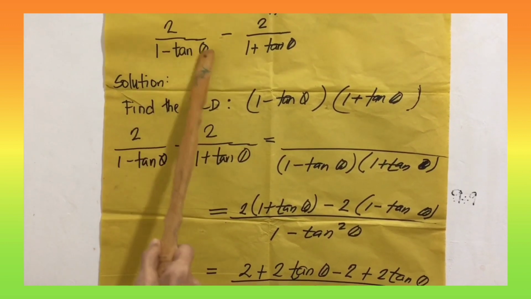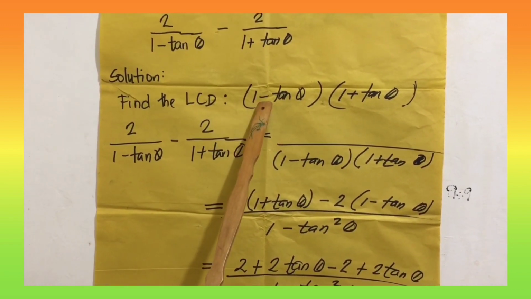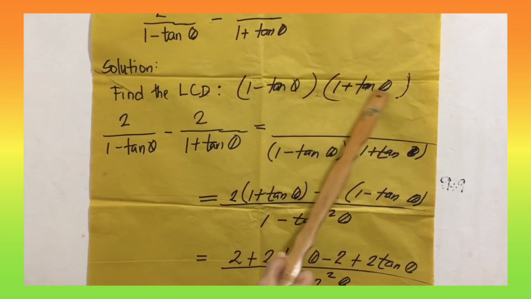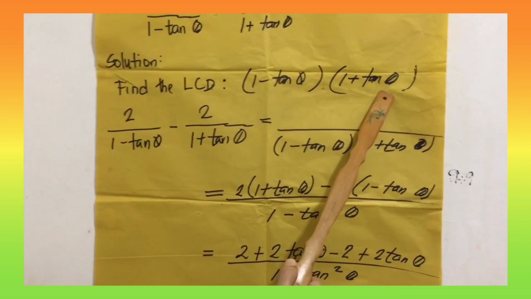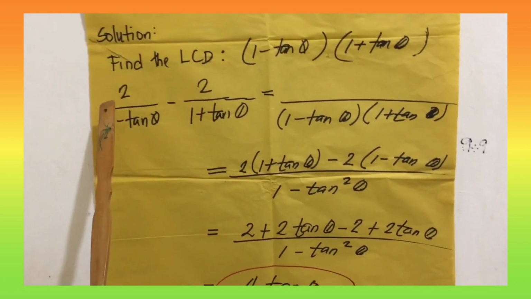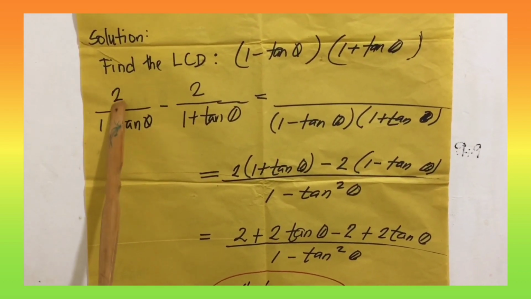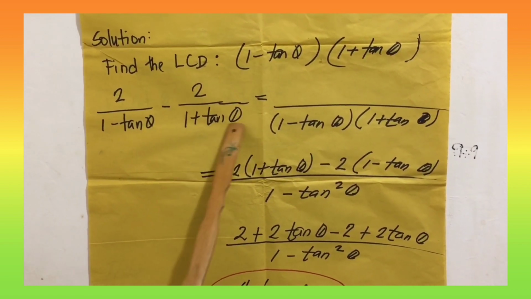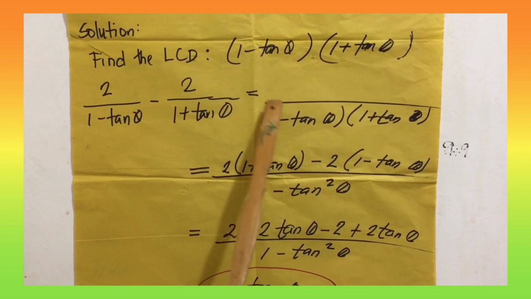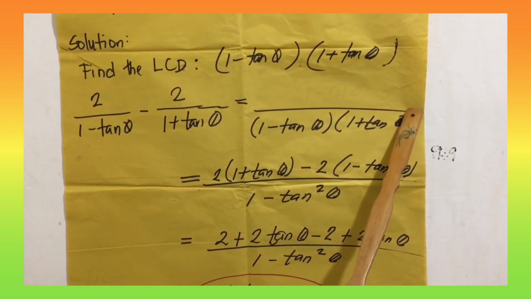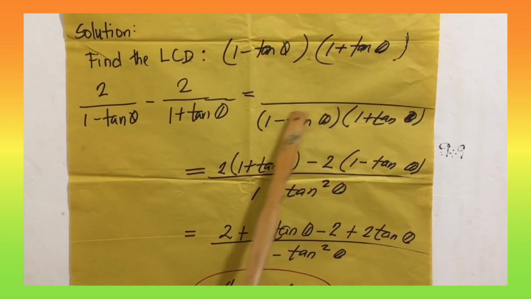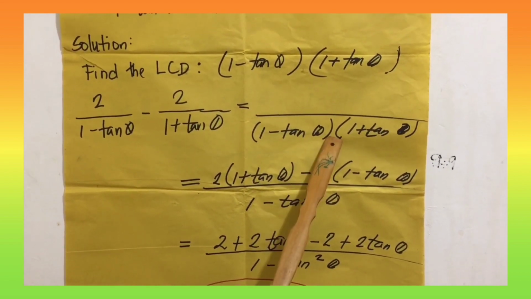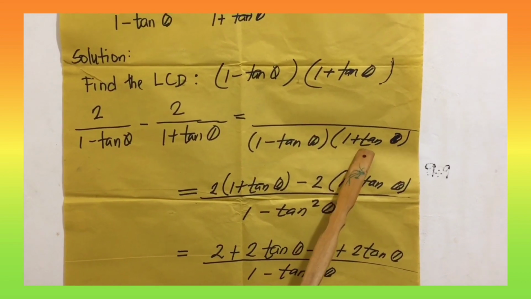So therefore, we're going to multiply 1 minus tangent theta to 1 plus tangent theta. Then we're going to write at the left side of the equation, we have 2 over 1 minus tangent theta minus 2 over 1 plus tangent theta equals 2. You have to do right first the division line, and below the division line, we're going to write the LCD. Our LCD is 1 minus tangent theta, quantity 1 plus tangent theta.